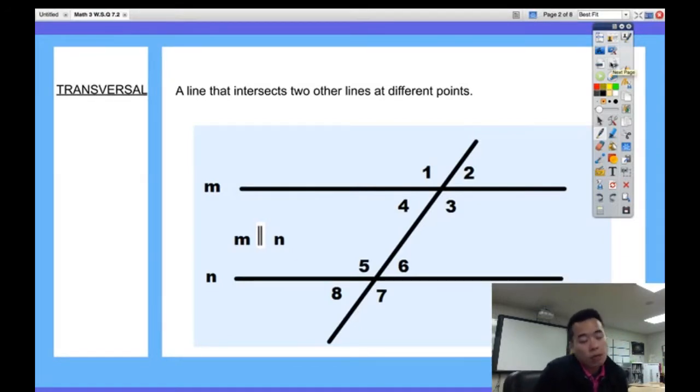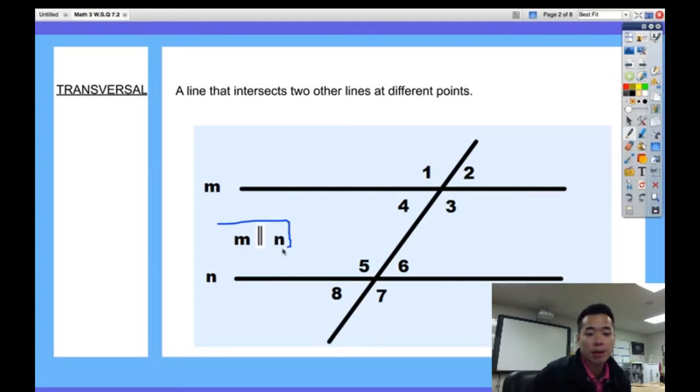The first one is a transversal. Over the last couple of days we've been talking about angles. A transversal is a line that intersects two other lines at different points. More importantly for us in Math 3, a majority of the time the transversal will go through a set of parallel lines. On the screen you will see this statement: M double line N. That just means that line M is parallel to line N.